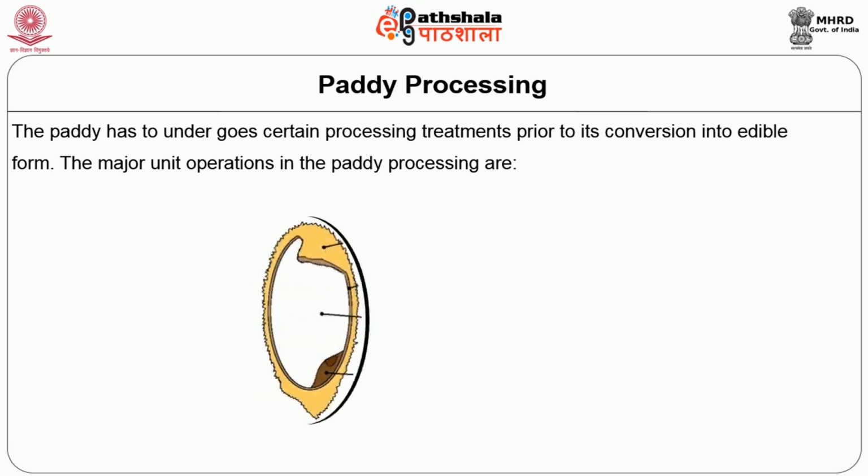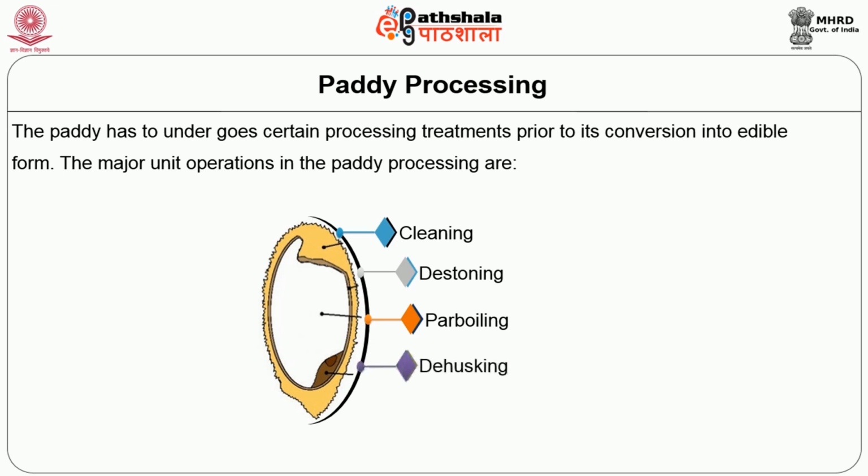The major unit operations in paddy processing are cleaning, destoning, and parboiling. Here, parboiling is normally an optional step. Next are dehusking and storage. The various unit operations and machinery involved in paddy processing are given in the image.